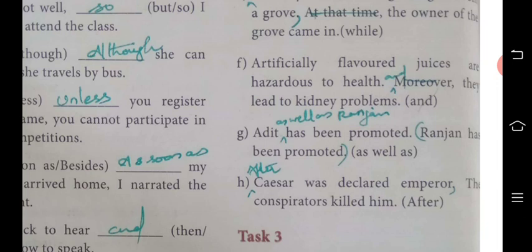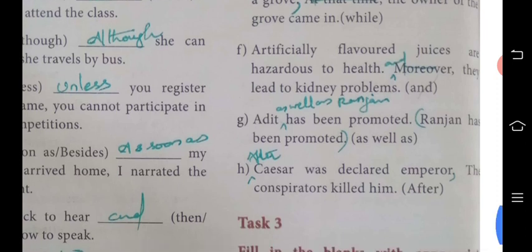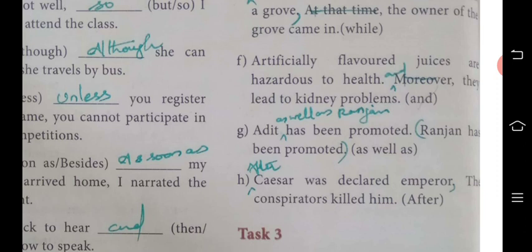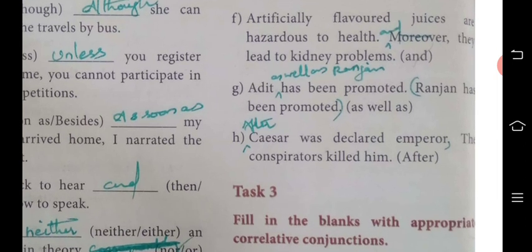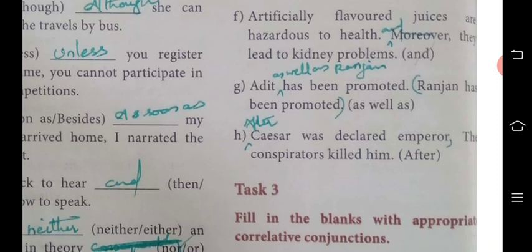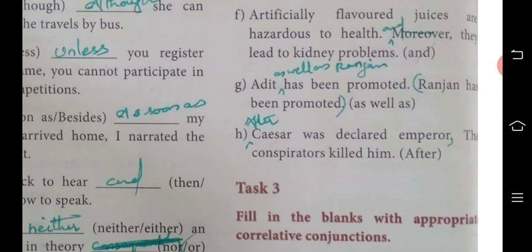Okay. Artificially flavored juices are hazardous to health. Moreover, they lead to kidney problems. Use and. So here they ask us to make it as compound sentences. So artificially flavored juices are hazardous to health and lead to kidney problems. And then Adit has been promoted. Rajan has been promoted. So use as well as. Is it or not? Yeah. So Adit as well as Ranjan has been promoted. That's all. As well as. So where we use as well as, adding connectives. So this conjunction is called adding connectives.